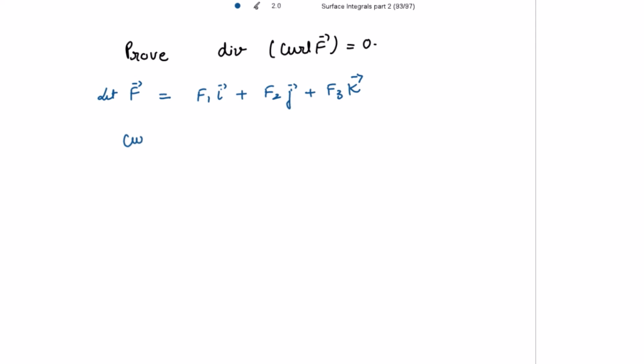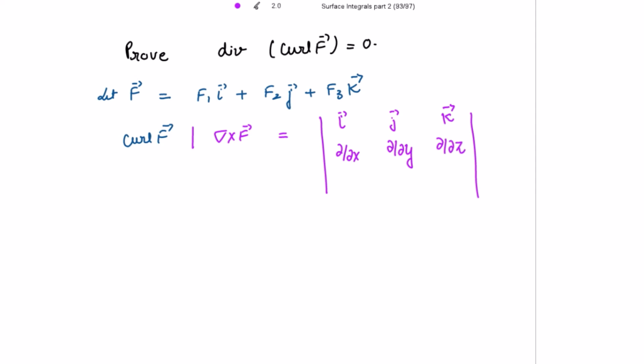And now taking the curl of f vector, that is del cross f vector. So this is equal to the determinant: write i vector, j vector, k vector. In the second row write partial derivative with respect to x, partial derivative with respect to y, and partial derivative with respect to z. And now writing the components of f vector in the third row: f1, f2 and f3. So let's get this curl of f vector.